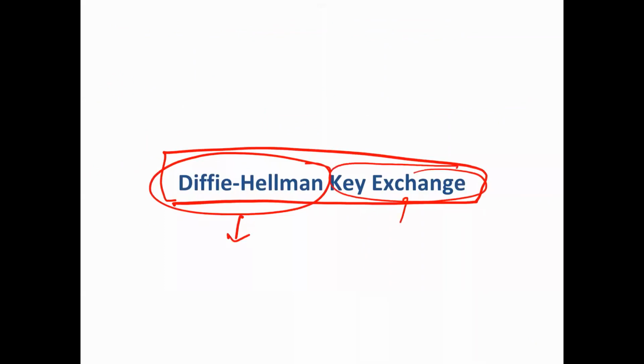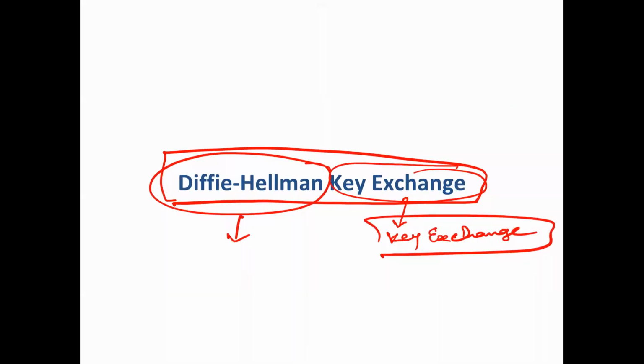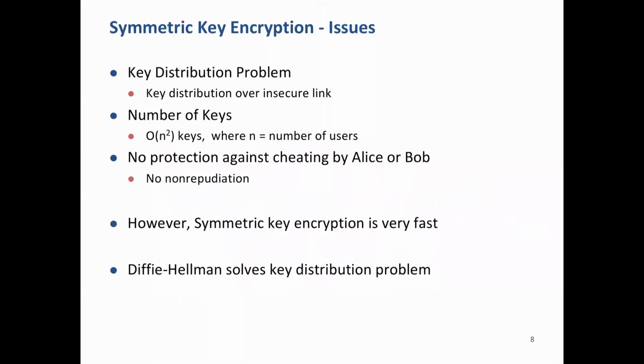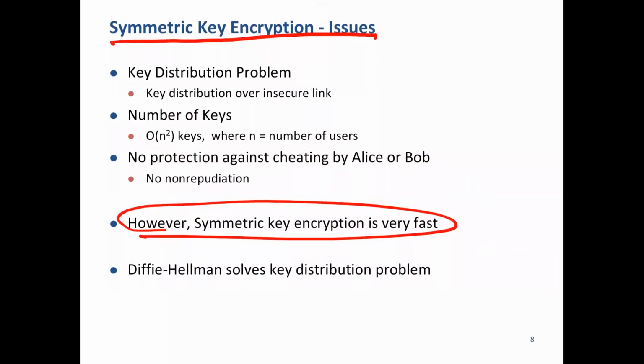Look at this word, key exchange. What does it mean? We are trying to solve the very important problem of key exchange. We'll come to that. Now, symmetric key encryption is a very beautiful system, and most of the systems in the world today use the symmetric key encryption method, because it is very fast and very effective. So what does it require?